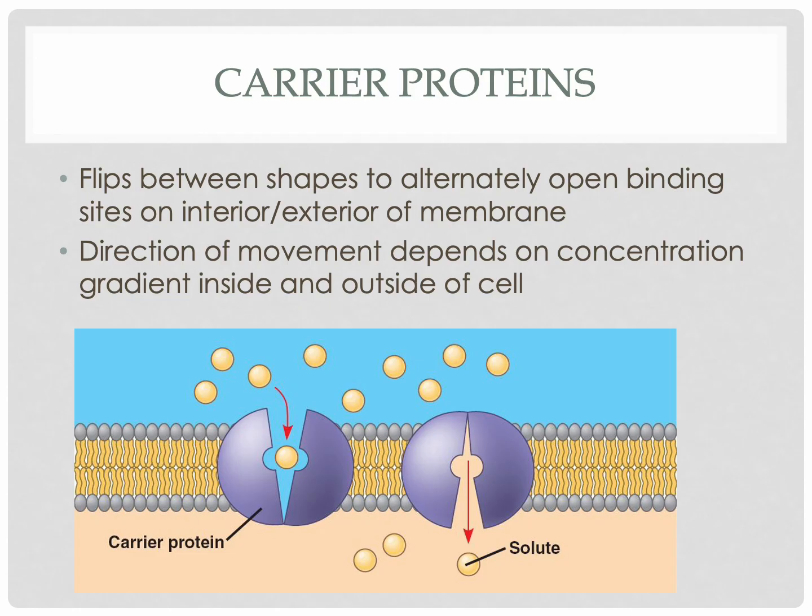Carrier proteins can flip between shapes to alternate their opening binding sites on the interior or exterior of the membrane. This is going to depend on the concentration gradient inside and outside the cell. You have a higher concentration here, so the protein is going to open, allows for the substance to enter, and then it would close and then open on the other side to release the substance.